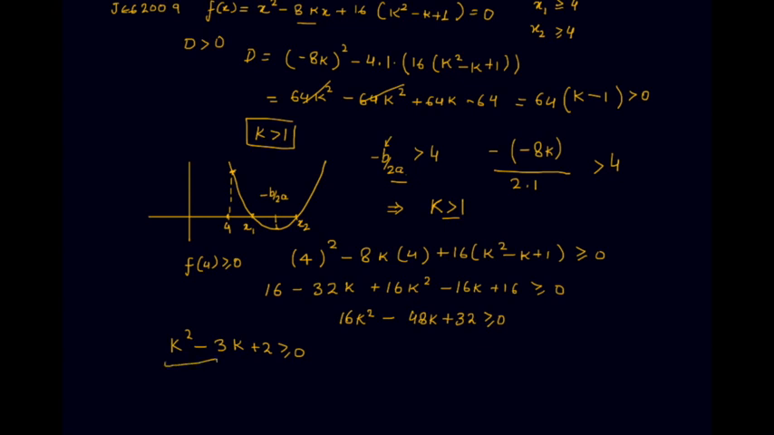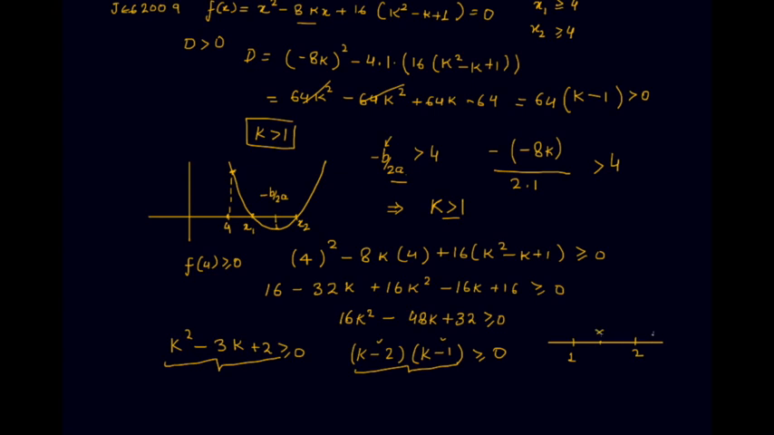So this quadratic equation can be factorized into k minus 2 multiplied by k minus 1 and should be greater than equals to 0. Now for this product to be greater than equals to 0, this is 2 and this is 1. Now if the k lies somewhere here between 1 and 2, then this term is negative and this is positive, so the product will be negative. So k cannot lie here.